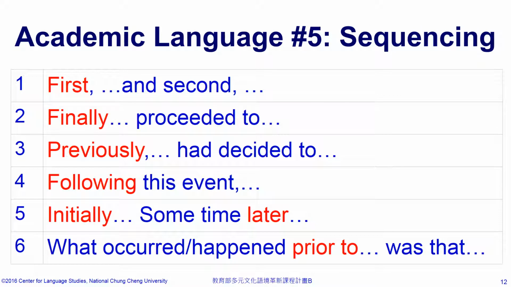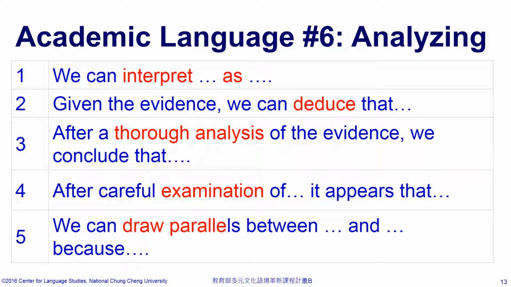To represent sequence, we can use first, finally, previously, following, prior to, or initially to show the sequence. What languages do we use when analyzing information? We can use keywords and phrases like interpret, deduce, conclude, appear, and draw parallels between for analysis.